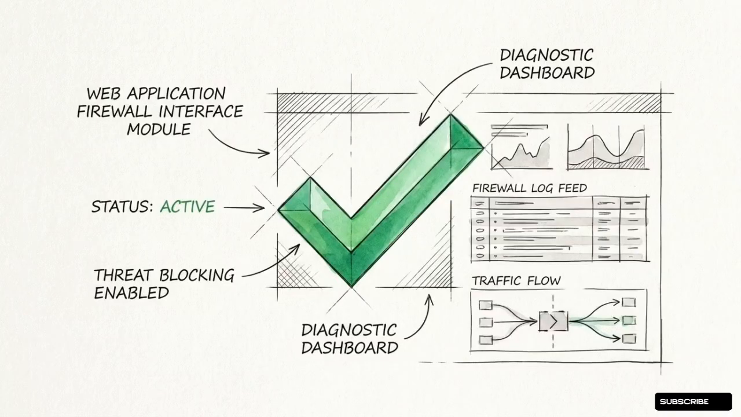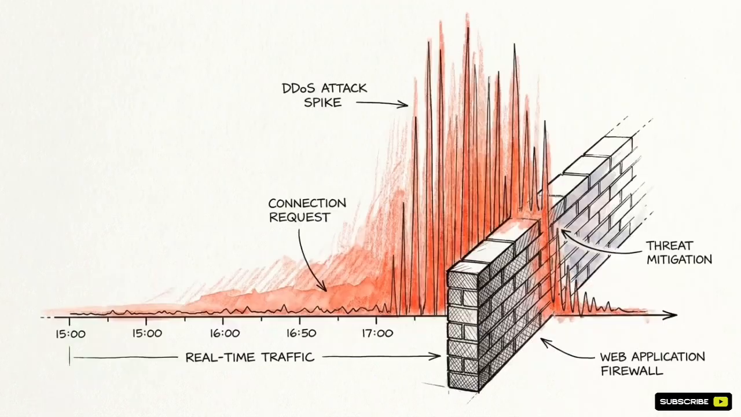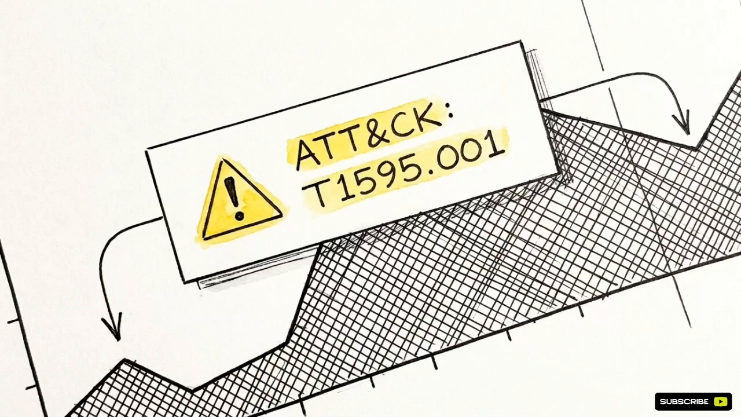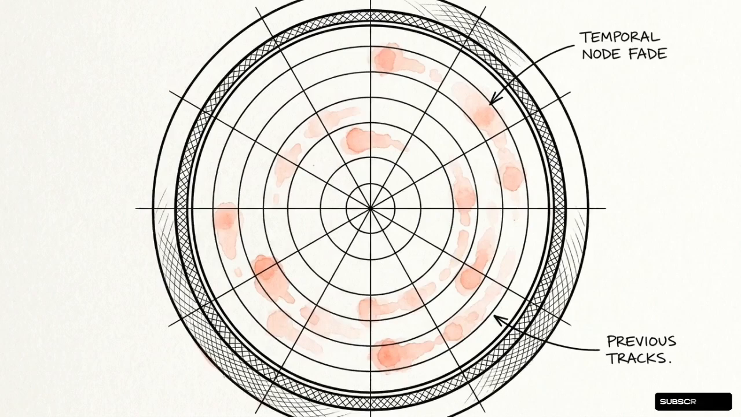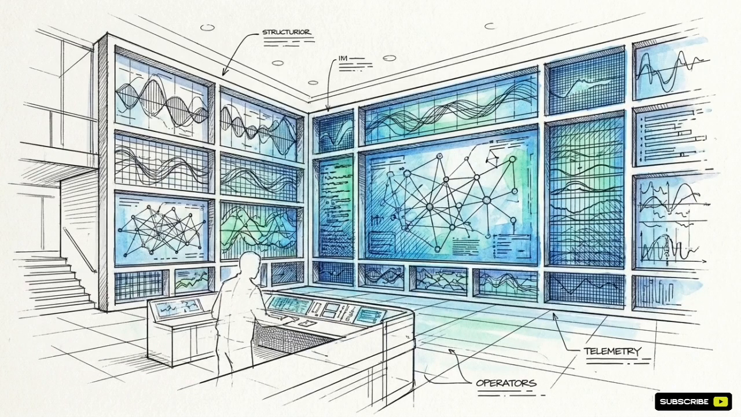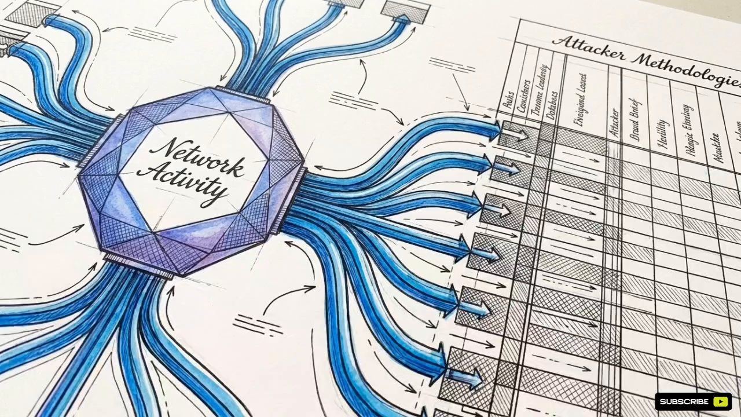Web application firewalls can also detect the high-velocity connection attempts associated with MITRE technique T1595.001. By monitoring these patterns, defenders can identify scanning activity coming from temporal nodes. Moving away from static indicators allows security teams to build a defense based on behavioral telemetry, mapping network activity directly to known attacker methodologies in the MITRE ATT&CK framework.